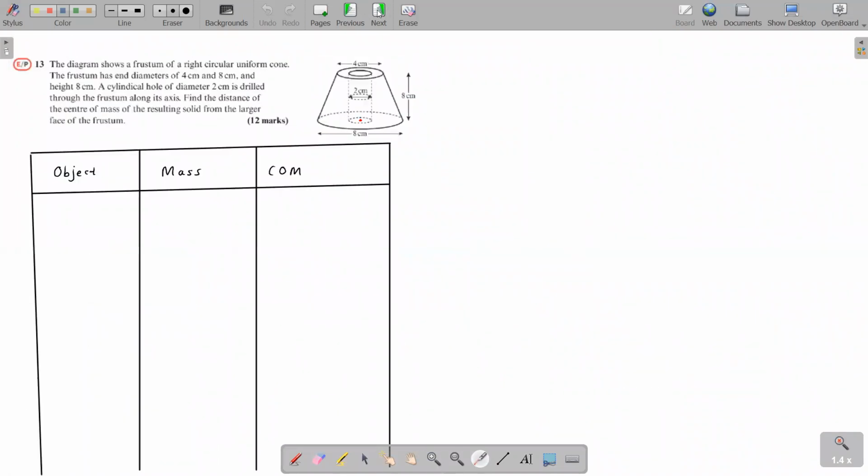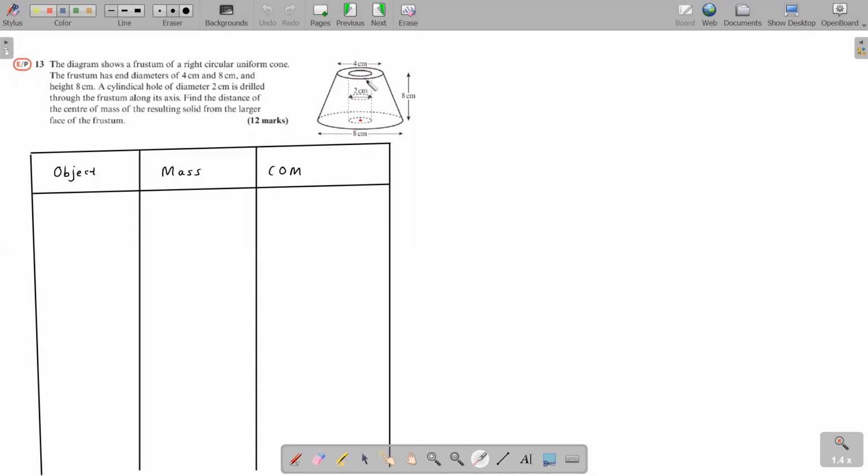Also in addition to that, you can see the diagram shows a frustum of a right circular uniform cone. The frustum has end diameters 4 centimeter and 8 centimeter and height 8 centimeter. A cylindrical hole of diameter 2 centimeter is drilled through the frustum along its axis. So guys, can you see what's the difference now? The difference between the previous sum and this is that from the frustum they have removed a part inside the frustum.